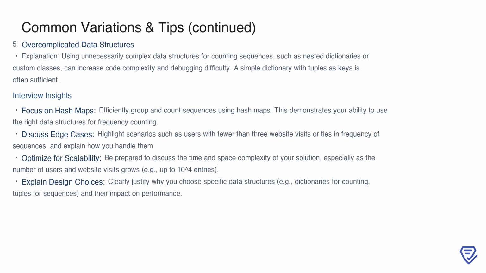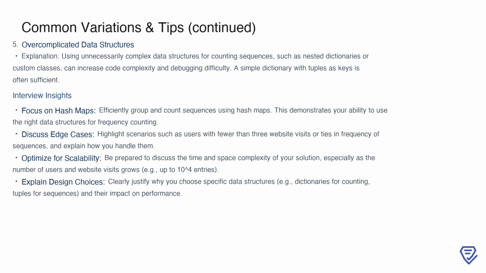Overcomplicating your data structures is another area where mistakes can arise. It might seem tempting to use nested dictionaries or custom classes, but these can make your code harder to debug and maintain. Instead, a simple dictionary with tuples as keys is often sufficient for counting sequences efficiently.